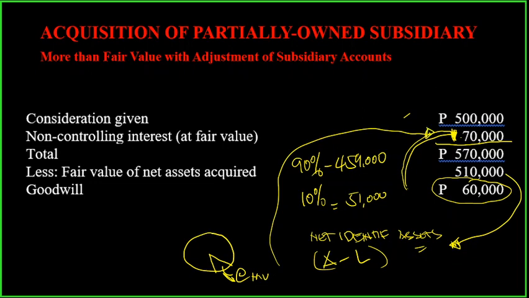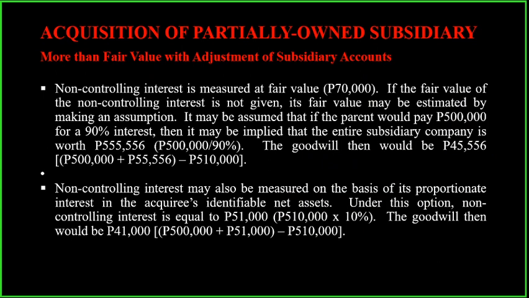So, pwedeng magkaiba yung basis nila. This one could be based on outstanding shares, and this one could be based on the fair market value of your net identifiable assets. Balikan yan natin soon. Okay, so, non-controlling interest is measured at fair value 70. Sabi niya, if the fair value of the non-controlling interest is not given, its fair value may be estimated by making an assumption.